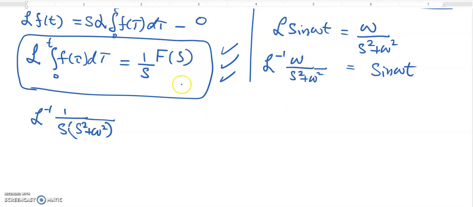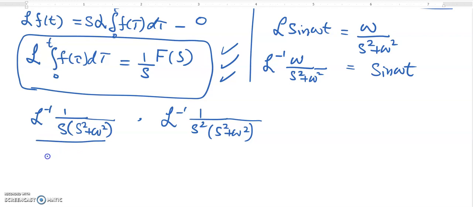So this is similar to this. Okay, 1 over s, and we have to find the inverse, but here we have the 1 over s term over here. And similarly, find the Laplace inverse of 1 over s square into s square plus omega square. So we have a function in s, we have to find the function in t. So first let's do this one first. So this one we can write like this.